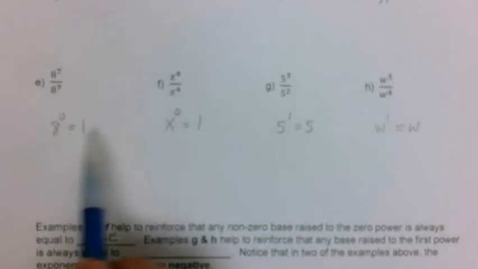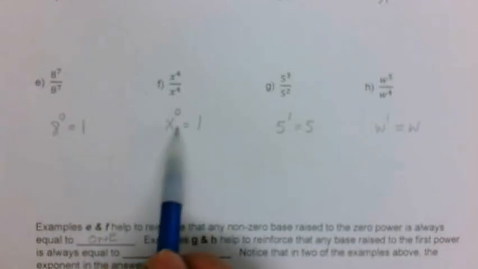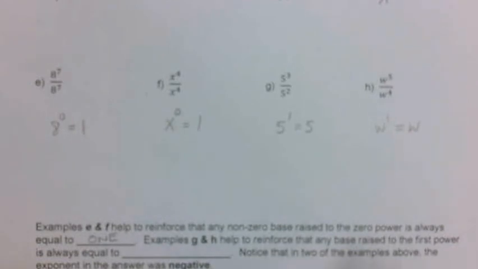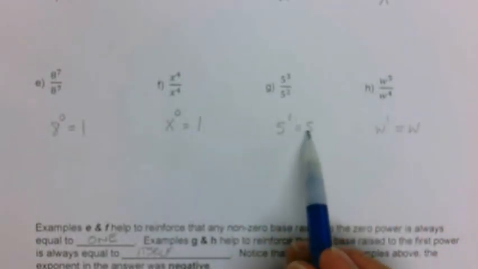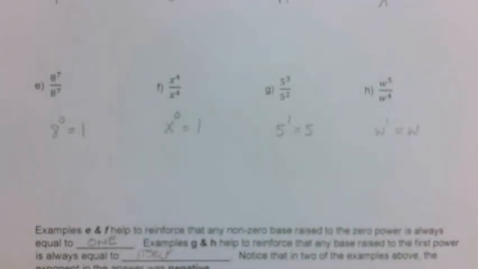All right. Now, examples E and F, these two examples right here, they help to reinforce that any non-zero base raised to the 0 power is always equal to 1. Again, we subtracted the exponents, and our exponent became 0, and anything to the 0 power is 1. Anything divided by itself is equal to 1. Examples G and H right here help to reinforce that any base raised to the 1st power is equal to itself. When we subtracted the exponents in each case, we got 5 to the 1st, which is just 5, w to the 1st, which is just w.